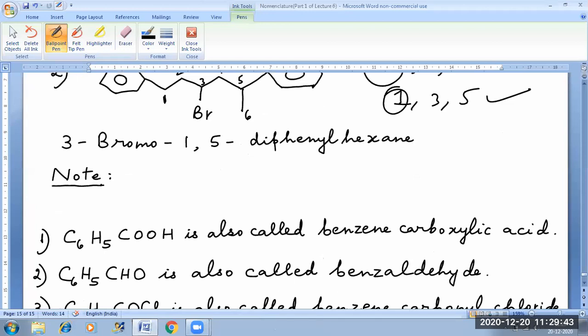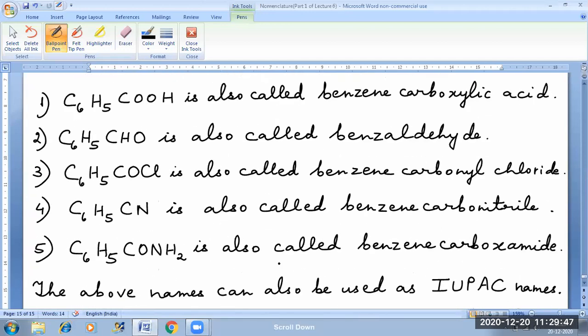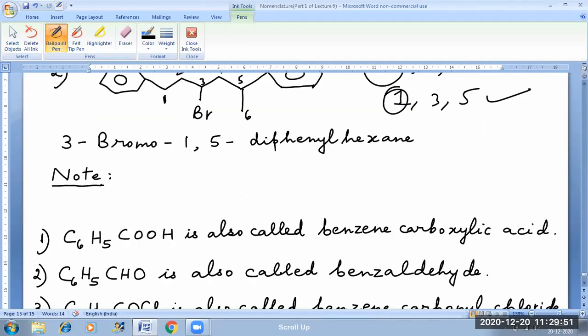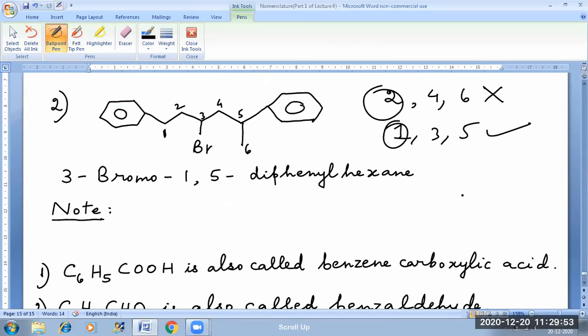Okay. Now see, look at this note. There are some points given here. Just like I gave you the IUPAC names of the compounds in the table. Any doubt? No? Then note this down.